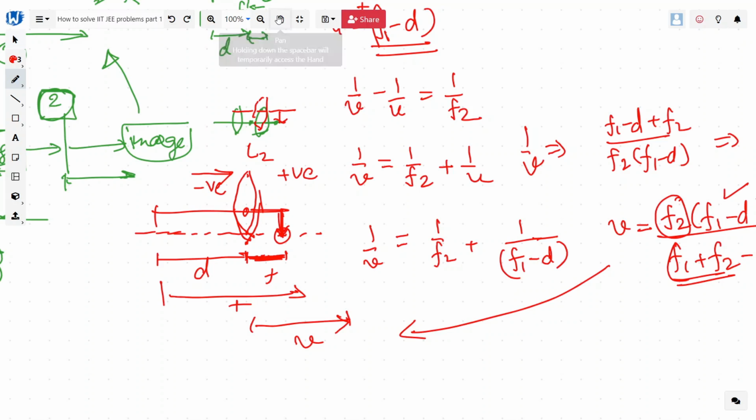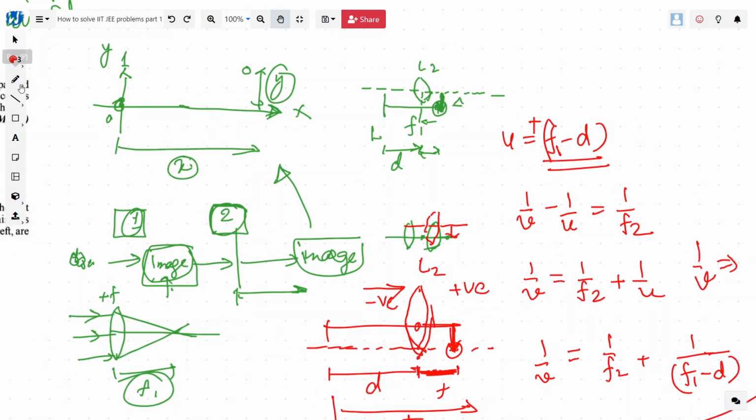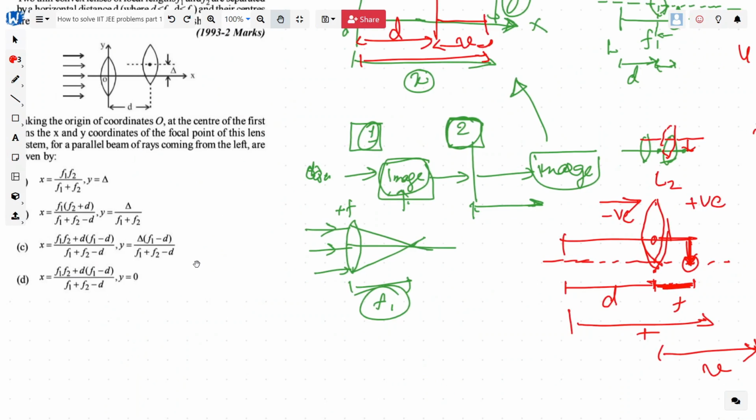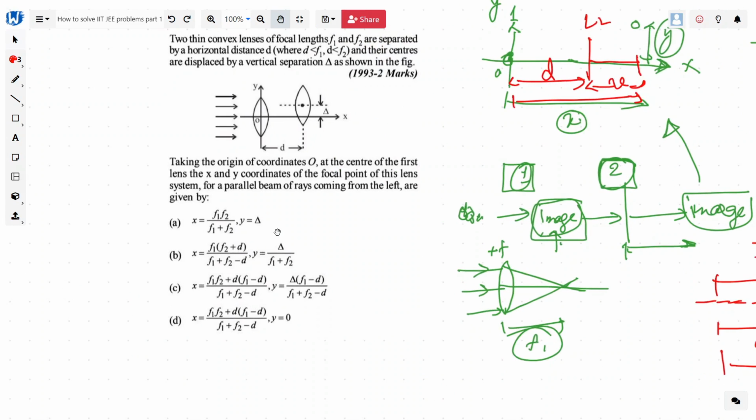But remember, we have to express our answer in the coordinate system which is given here, right? So now we know that here is our lens number 1 and here is our lens number 2, and the v is somewhere around here. We know the distance between the lenses is d, right? So to find the x coordinate of the final image, basically we'll have to say x is equal to v plus d. Okay, that is very clear. We will first just find the x and see if we have an answer, and only if required, then we'll find the y. Okay, so with that in mind, let's proceed here.